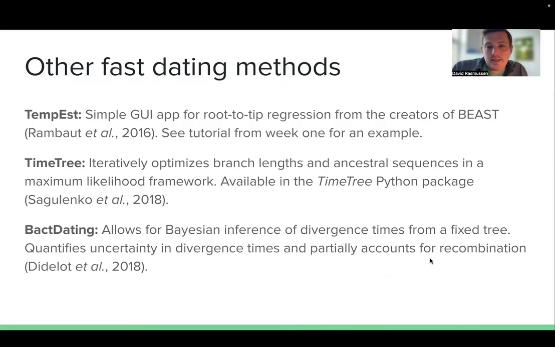And it's nice because it also has some methods that we talked about when we talked about clonal frames that can also account for the possible effects of recombination. So if you're interested in doing time-calibrated phylogenetic reconstructions for bacteria, I would definitely also check out backdating.